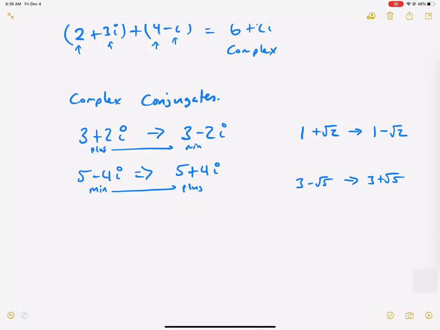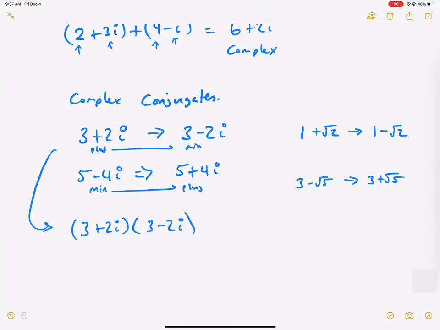Okay. And there's a reason why we have these ideas called conjugates. Are we just trying to flip the sign? No, there's something very specific about what a conjugate does for us. Now, we're going to multiply these numbers right now. Let's take my first example, 3 plus 2i, and we're going to multiply by 3 minus 2i.